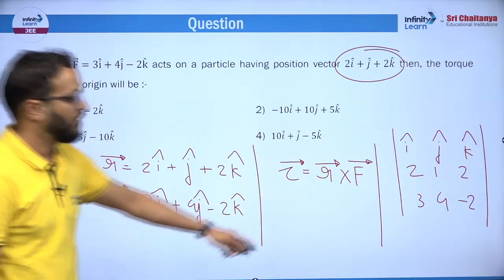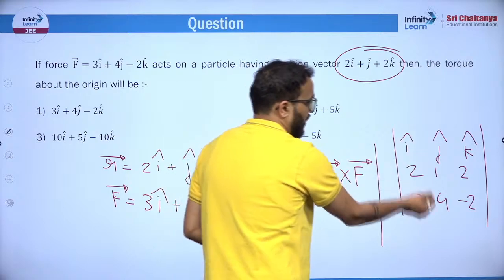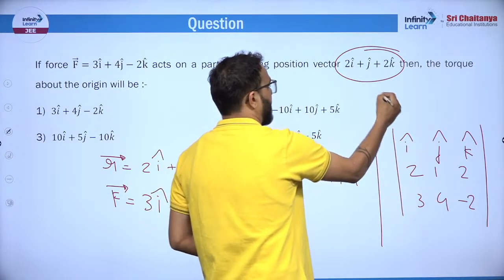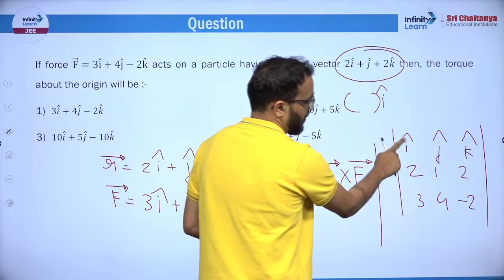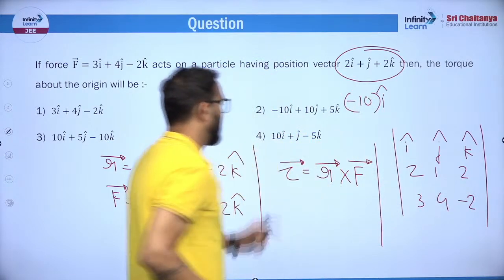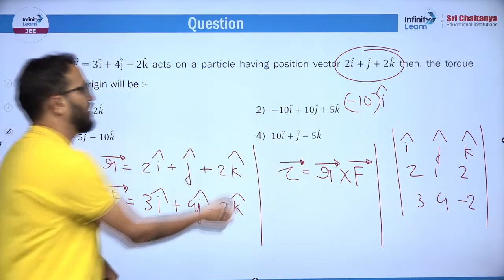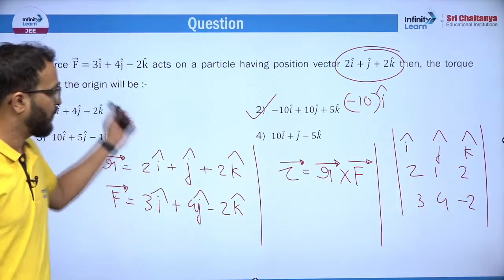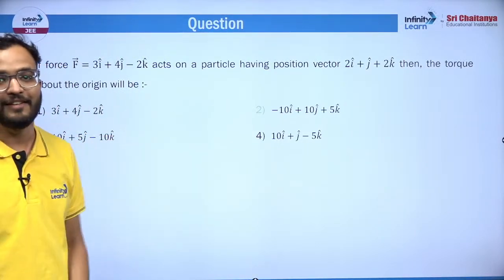So first one is what? The i cap component, suppose you hide this. If you solve it, for i cap, what is the coefficient? You will say, sir, 1 into minus 2, minus 8, so it is minus 10. Any option containing minus 10, only this option. Got it. No need to solve for any other option. The second option is correct. Can you see that?